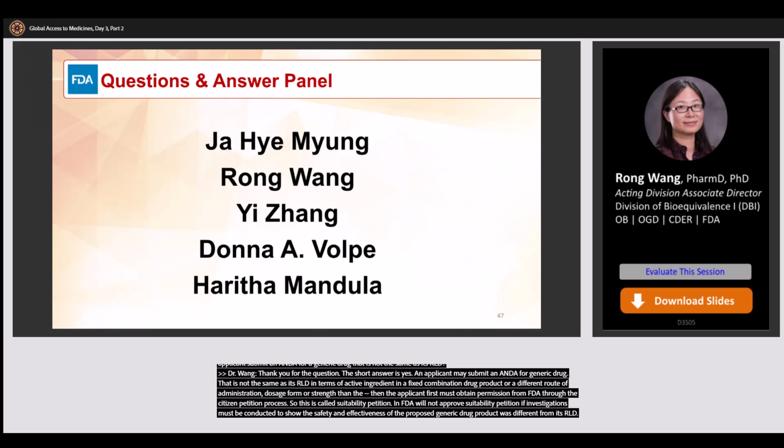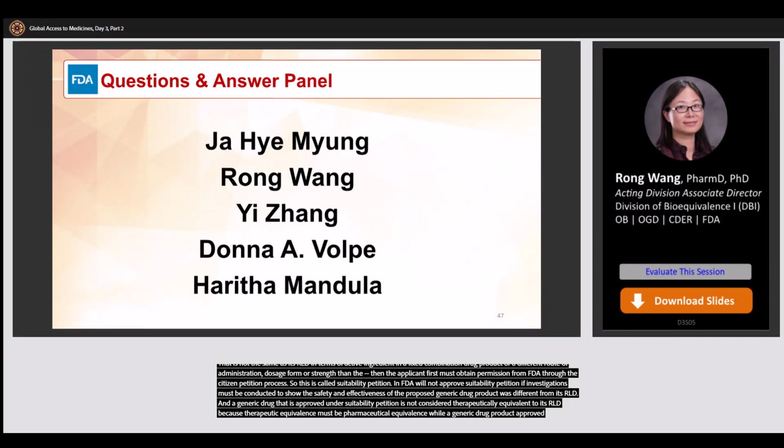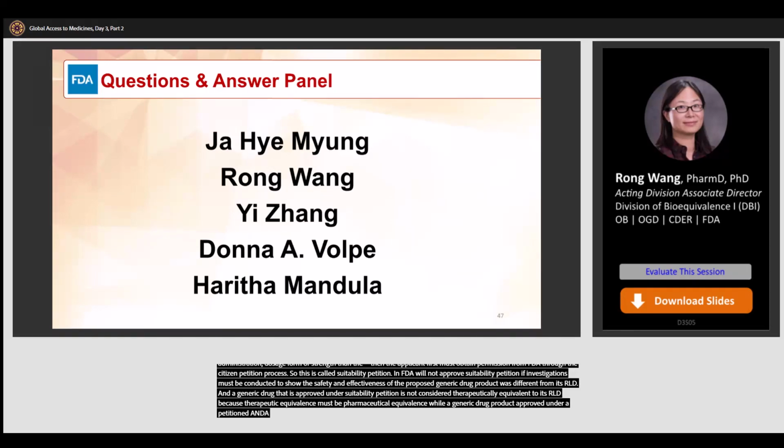And a generic drug that is approved under a suitability petition is not considered therapeutically equivalent to its RLD, because therapeutic equivalence requires pharmaceutical equivalence, while a generic drug product approved under a petitioned ANDA is not pharmaceutically equivalent to its RLD due to the differences I just mentioned.